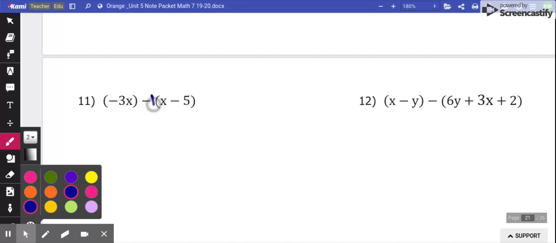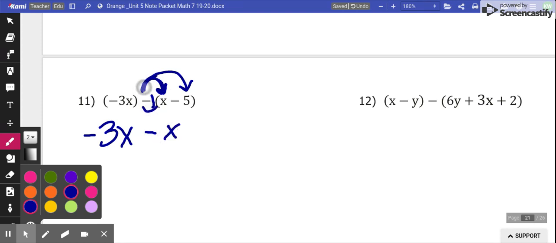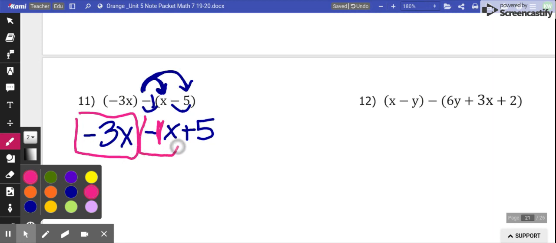Okay, since there's a negative, we have to distribute. Remember, if there's a negative in front of the parentheses, there's an extra step where you have to distribute. So I'm going to start with a negative 3x, and then a negative 1 times x is negative 1x. And then a negative 1 times this negative 5, a negative times a negative, is a positive 5. The two terms I can combine are a negative 3x and a negative 1x.